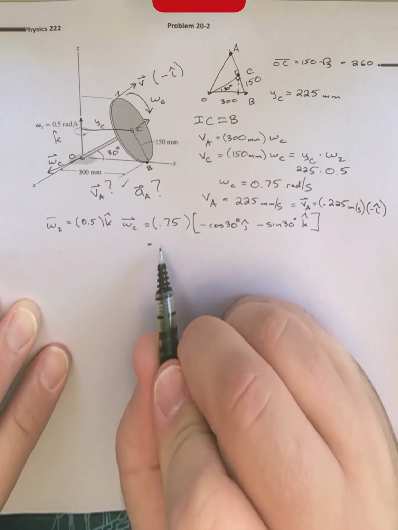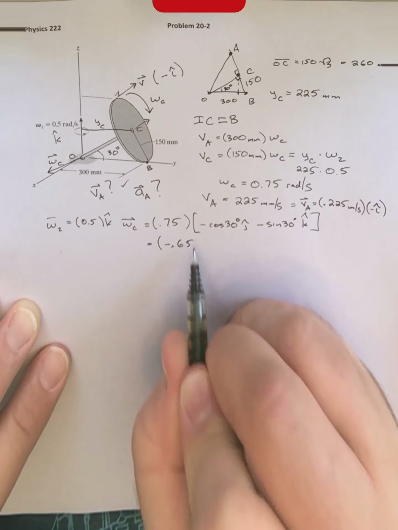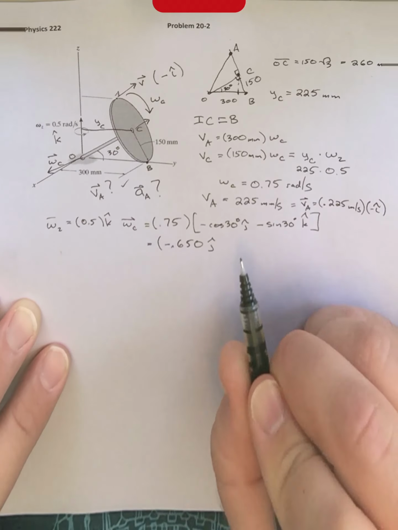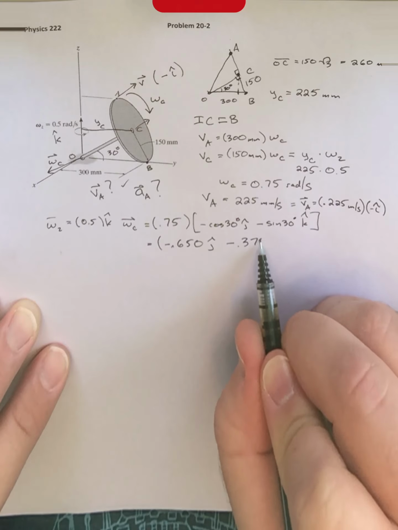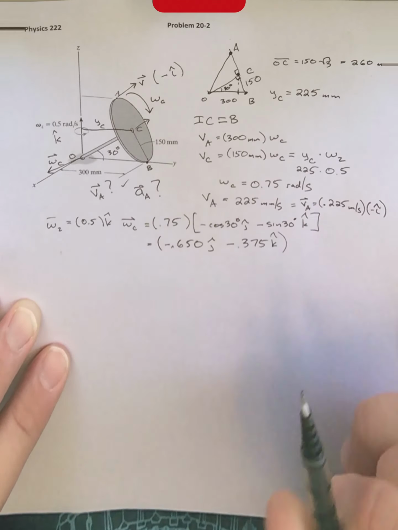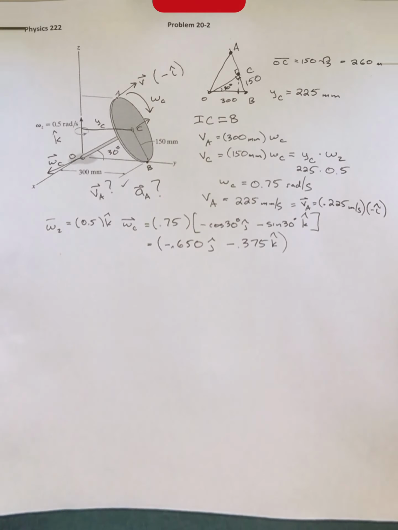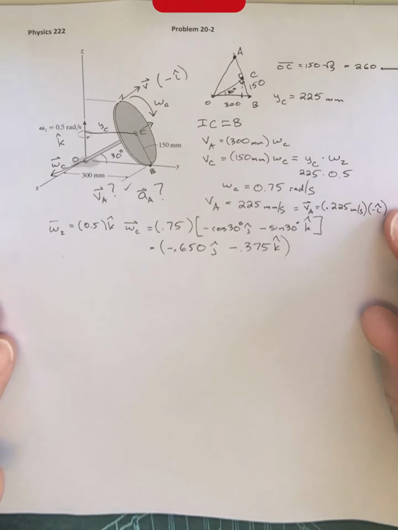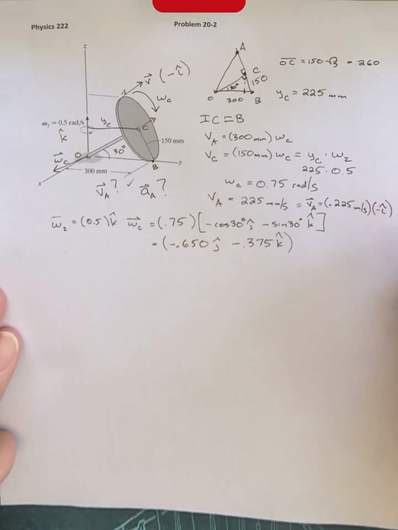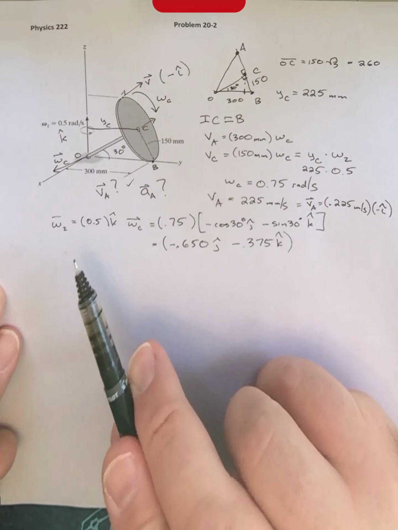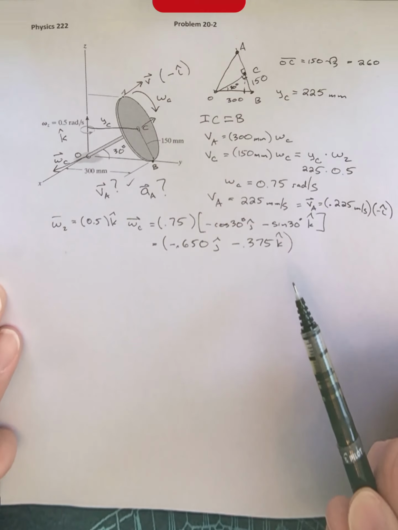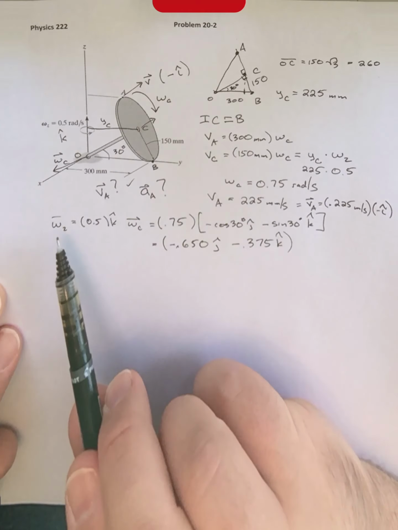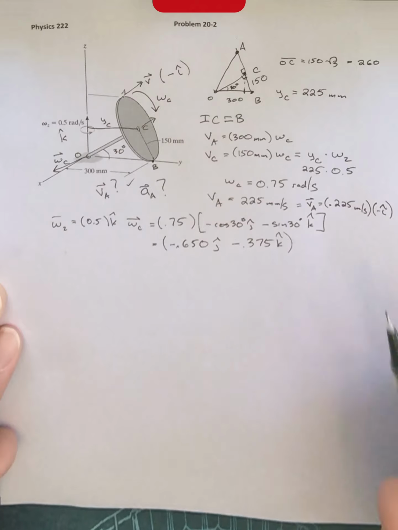So multiplying that through, that would give us negative 0.650 j hat minus 0.375 k hat. I've got two different angular velocity vectors. Which one of these is the true angular velocity of this object? Because only one single vector should describe the angular velocity. And it turns out that neither of these is the true angular velocity, nor is it the sum of these two vectors. I can't just add these together.